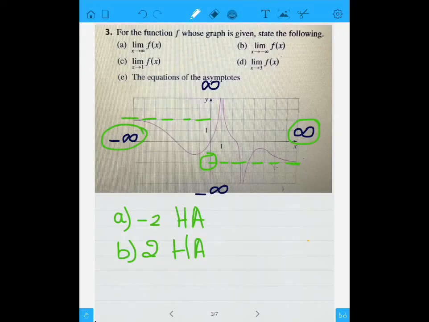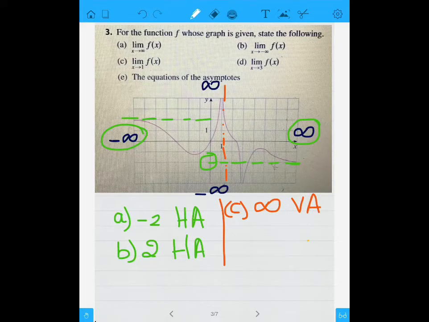The second part, we have part C, the limit as x approaches 1. Where is x approaching 1? Here. We draw the vertical line. This will go to positive infinity, and this is the vertical asymptote.